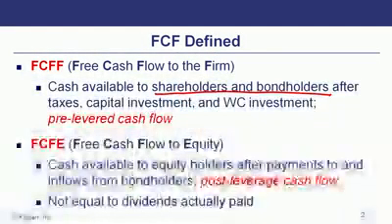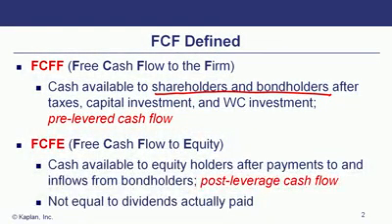And the next one is free cash flow to equity. This is cash available to the equity holders after payments to the bondholders, so this subtracts out the interest payments. This is the post-levered cash flow. It does not equal the actual dividends paid; it's the free cash flow available to the equity holders after you pay off interest to the bondholders.